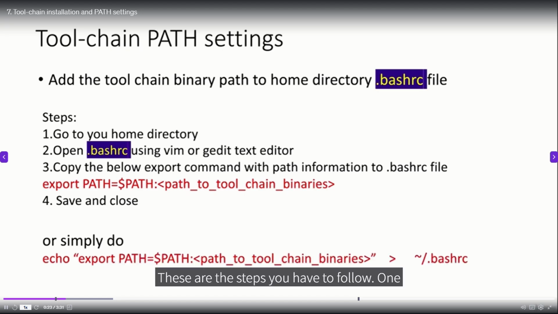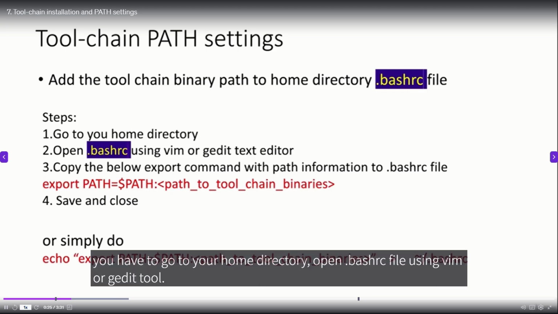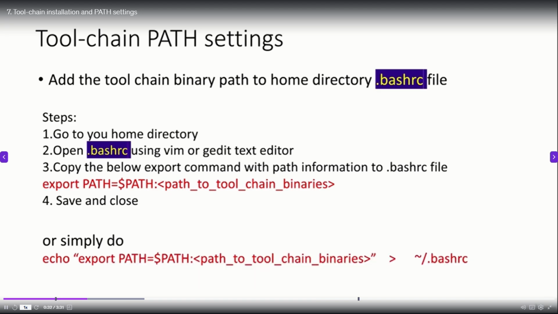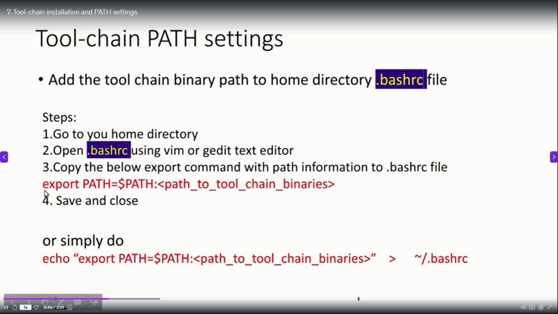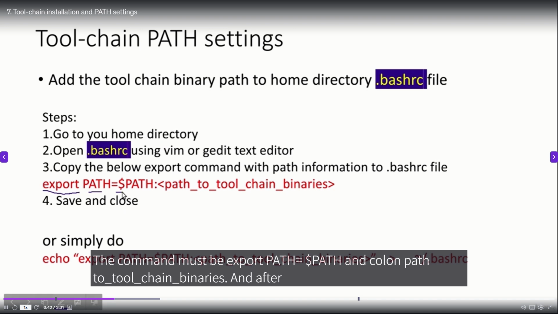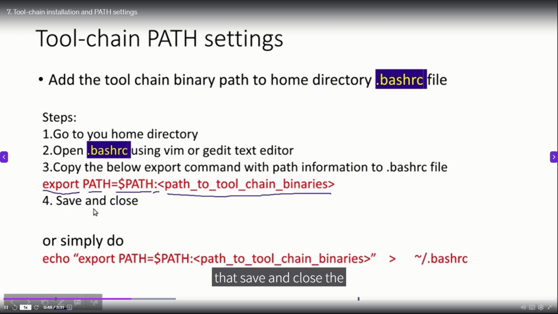These are the steps you have to follow. First, go to your home directory and open the .bashrc file using vim or gedit. After that, the third step is to copy the below export command with path information to the .bashrc file. The command must be export PATH=$PATH: followed by the path to the toolchain binaries. And after that, save and close the .bashrc file.